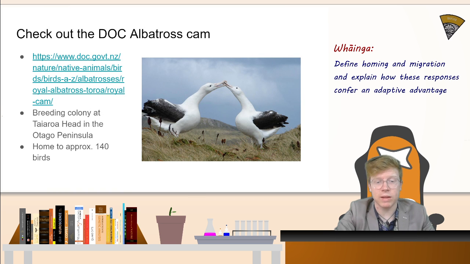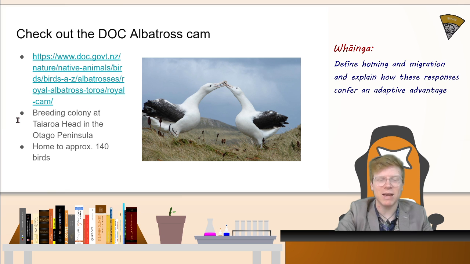What I'd encourage you to do, as a little bit of extra for experts, is spend some time looking at the Doc Albatross Cam. This is a camera that live streams and follows some royal albatross, or the tōroa, runners-up in the most recent Bird of the Year competition, might I add. Beautiful little organisms. They have a breeding colony over at Taiaroa Head, in Otago, down deep, deep, deep south. About 140 birds live there, so tōroa are quite endangered. But they have a little live camera that is able to often track a few of these lovely tōroa.